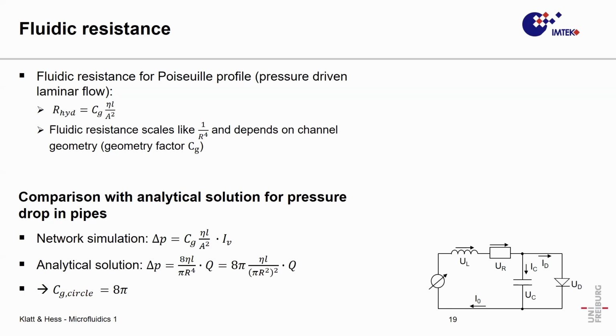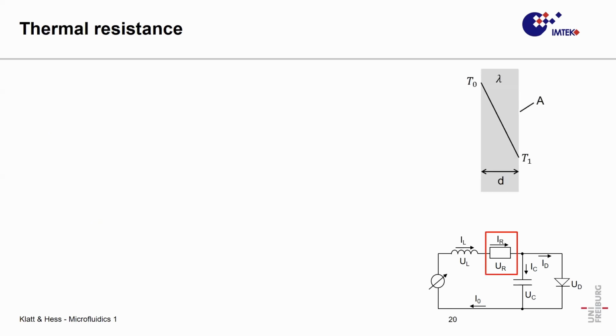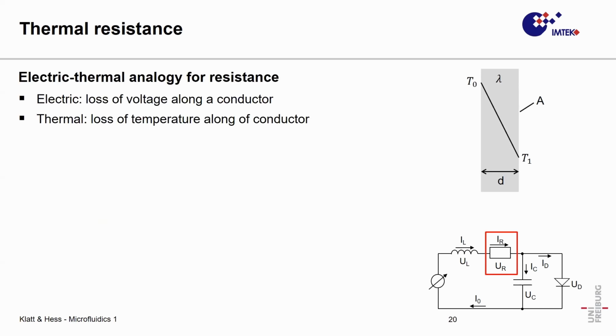Now that we have covered fluidic resistance, I would like to give you an idea about thermal resistance as well. And here it's quite similar. You have the electric thermal analogy for resistance. In the electric world, you have the loss of voltage along a conductor. In the thermal world, you have a loss of temperature along a conductor, and this is illustrated right here.